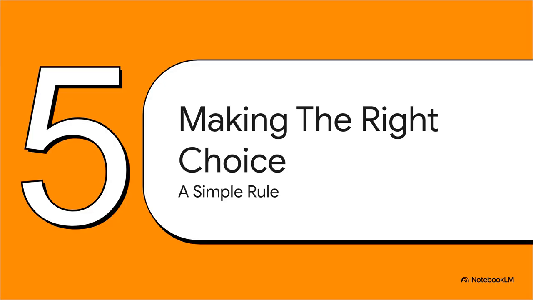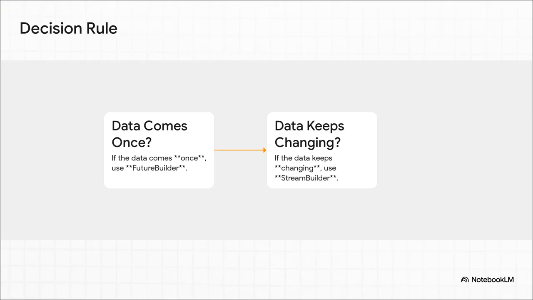So, with all that said, how do we nail this choice every single time without fail? Well, you're gonna love this. It's way easier than you think. It all comes down to a super simple two-step decision. First, just ask yourself this. Does my data arrive once and then I'm done with it? If the answer is yes, you use a FutureBuilder. That's it. Now, if the answer is no, ask the second question. Does my data keep updating over time and do I need to see those updates? If the answer is yes, you use a StreamBuilder. See? It really is that simple.